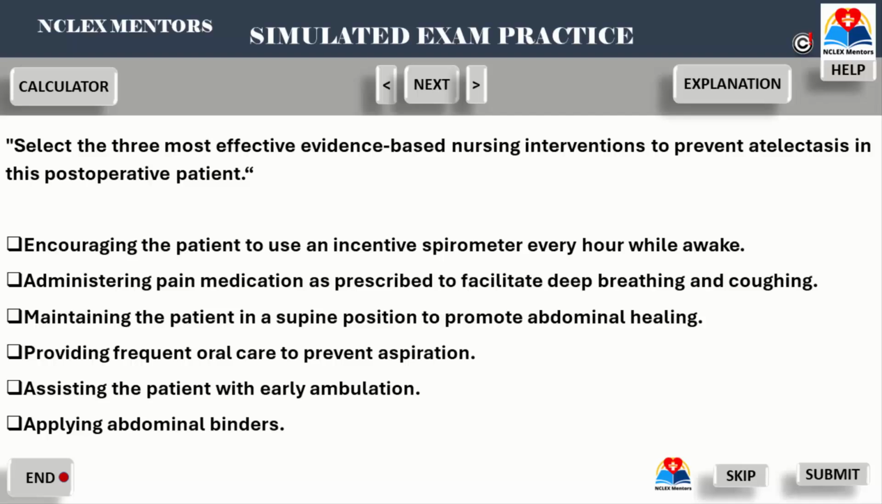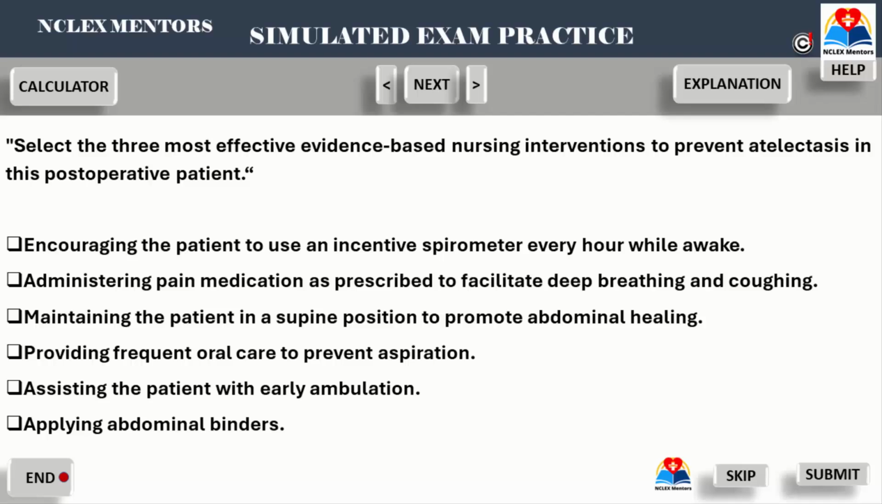Let's apply this to a real NCLEX-style question. In this multiple response Select-N question, you're asked to select 3 evidence-based nursing interventions to prevent atelectasis in a postoperative patient. Use the process of elimination to identify the most effective interventions. Select the 3 most effective evidence-based nursing interventions to prevent atelectasis in this postoperative patient.